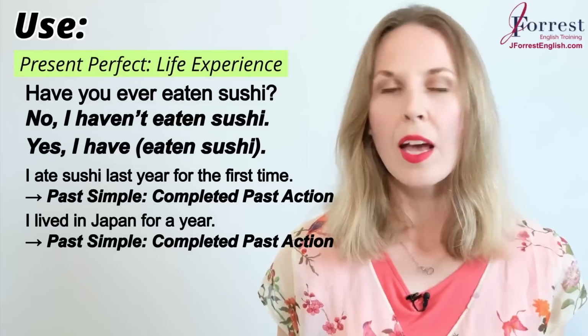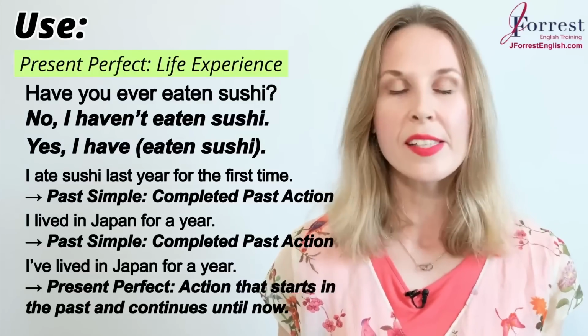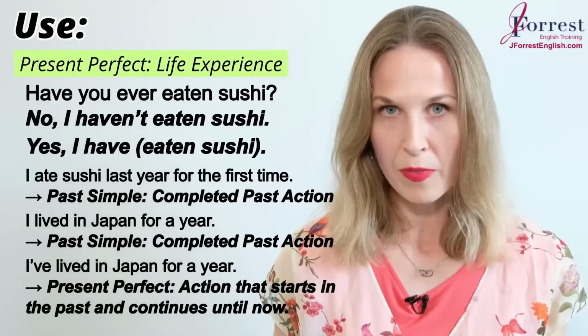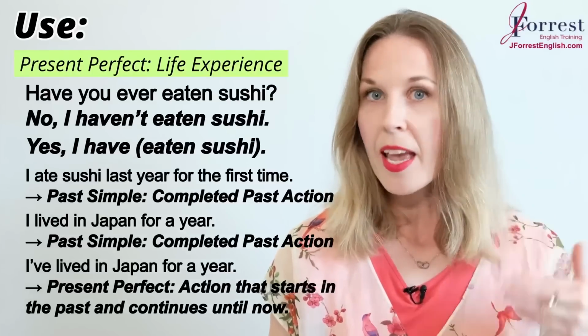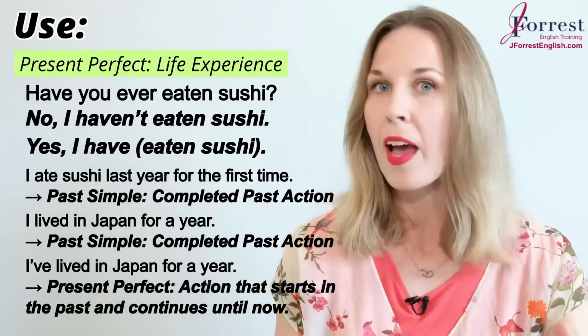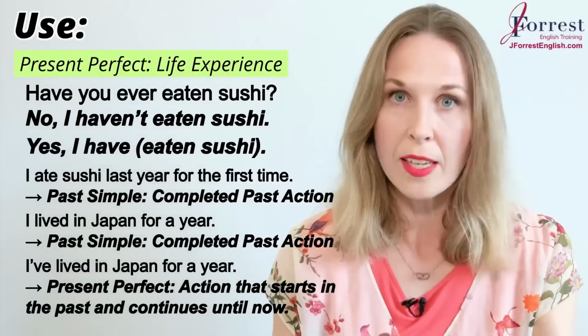What if you said, I've lived in Japan for a year? This is the present perfect, and it's used for an action that started in the past and continues until now and will continue into the future indefinitely.